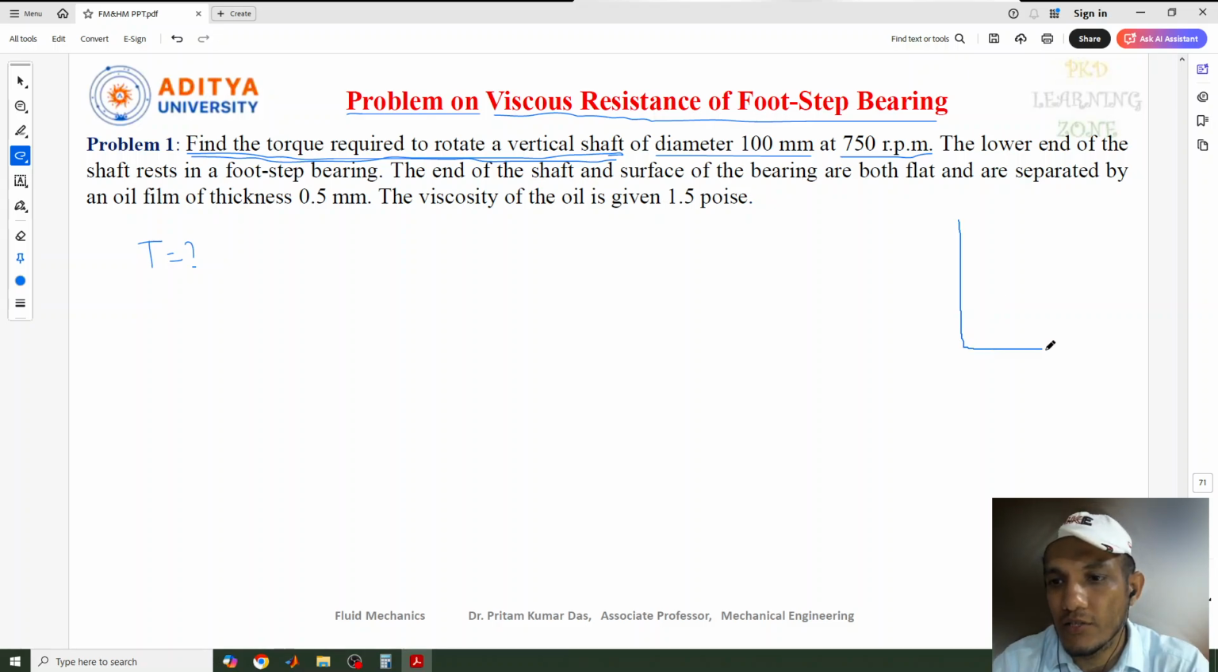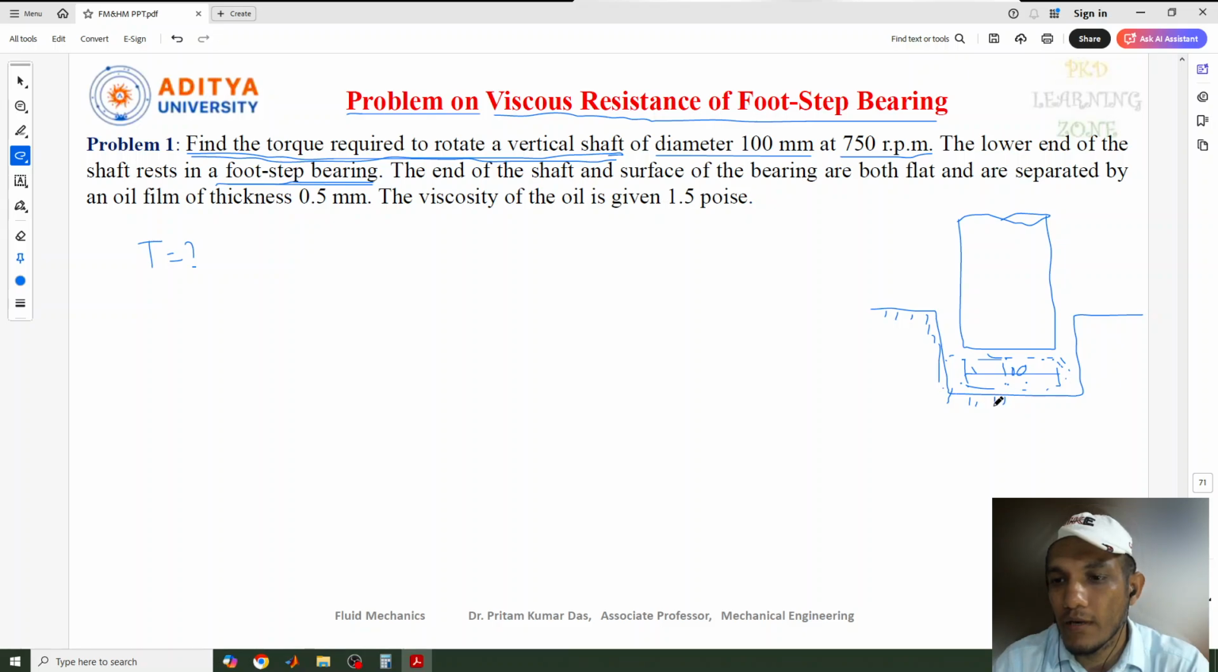The shaft is situated like this, and this vertical shaft has a diameter of 100 millimeter, and it is rotating with a speed of 750 rpm. The lower end of the shaft rests in a footstep bearing. So this concept is also given, belonging to footstep bearing. As we have seen, the footstep bearing is located in a position like this, and between this shaft and this bearing we have the oil film. This is also a fixed part.